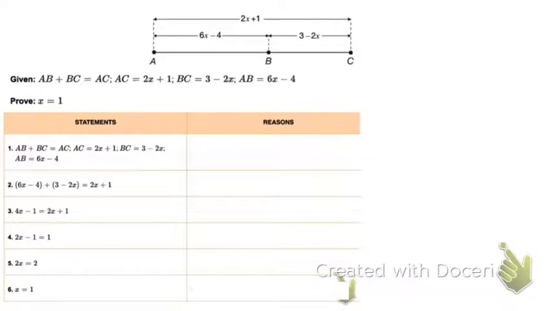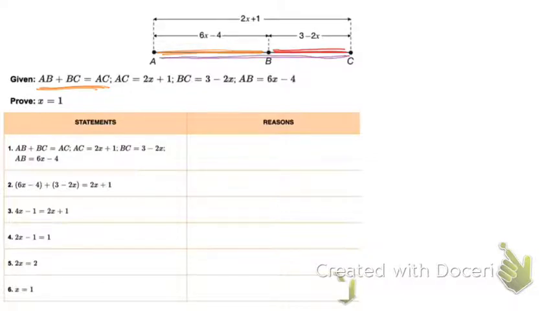Now I want to go over a proof, and the proof on the test is actually very similar to this. This proof I have a video of posted in the Google Classroom. So here with a proof, you're always given some information. So here we're given that AB, so the distance between A and B, plus the distance between B and C equals the distance between A and C.